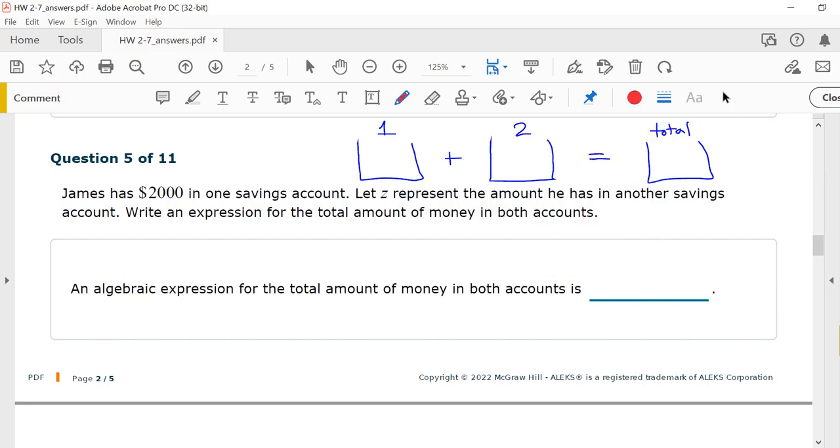He has 2,000 in one of them, and then let Z represent the amount in the second one. You want to write the expression for the total amount of money that are in both accounts. So you'd have 2,000 plus Z.